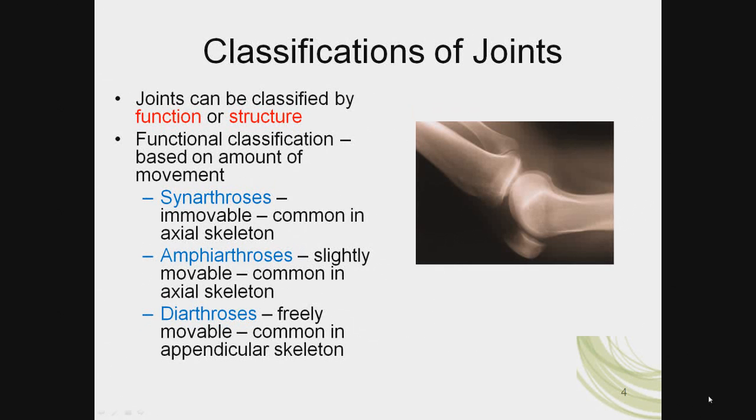Joints may be classified functionally based on the extent of movement they permit. A synarthrosis is an immobile joint. An amphiarthrosis is a slightly mobile joint. A diarthrosis is a freely mobile joint. The plural terms for these are synarthroses, amphiarthroses, and diarthroses.